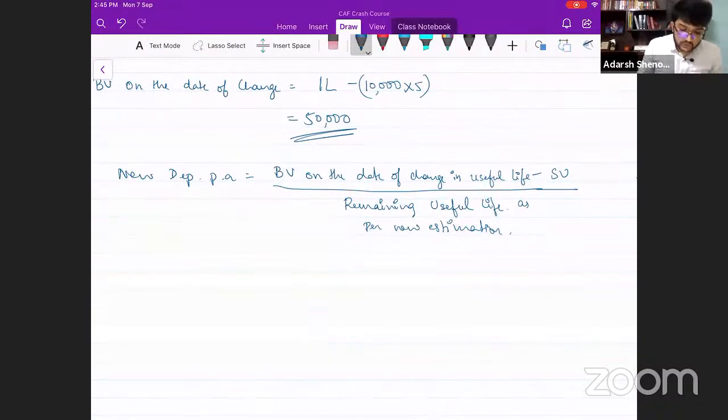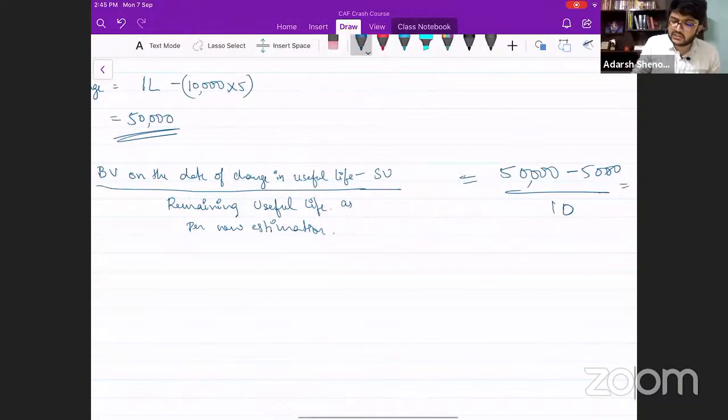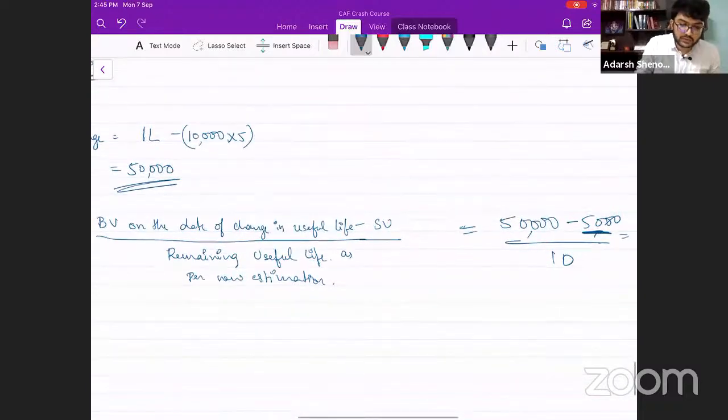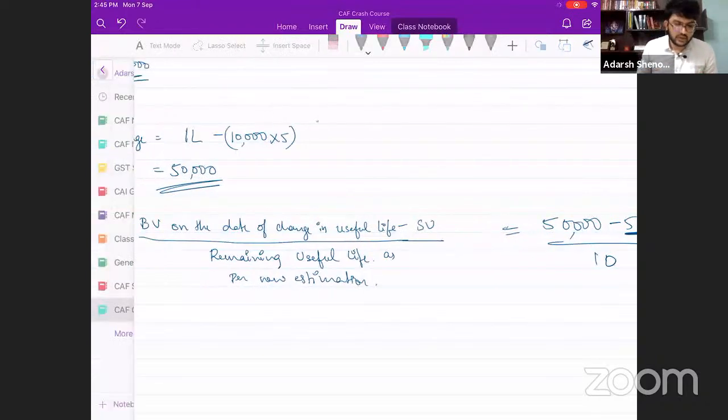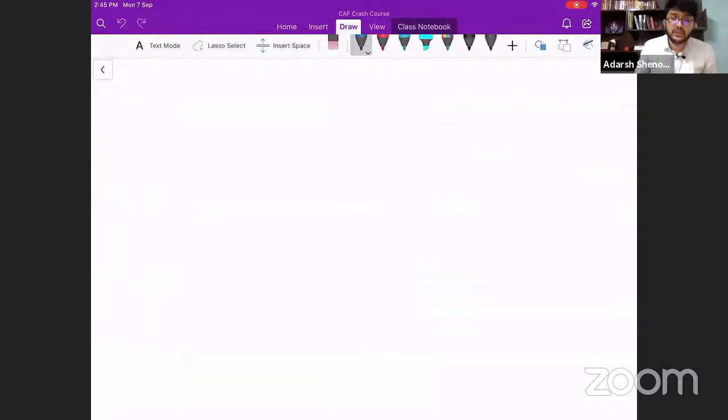Now, here one more point I will add. If there is a change in scrap value, just now we changed the scrap value also, right? Initially, how much was the scrap value? 0. Then I changed the scrap value to 5,000. So that is a change in scrap value. Same way you have to do. It is nothing different. We will do a problem, shall we?